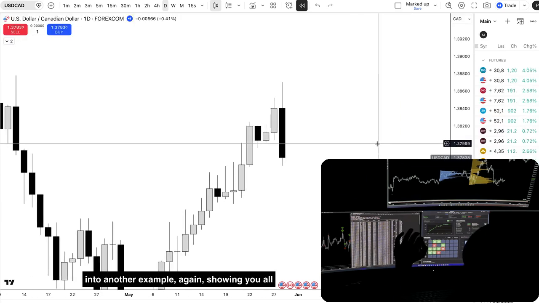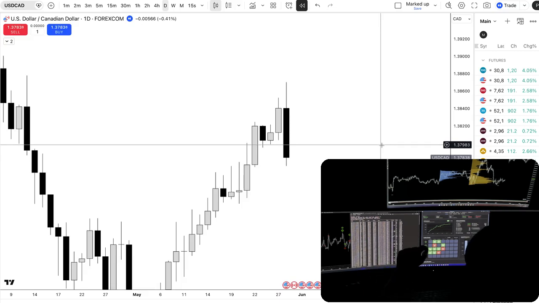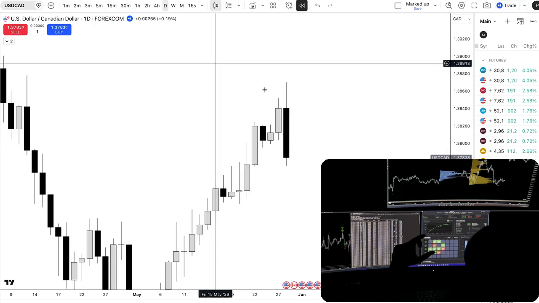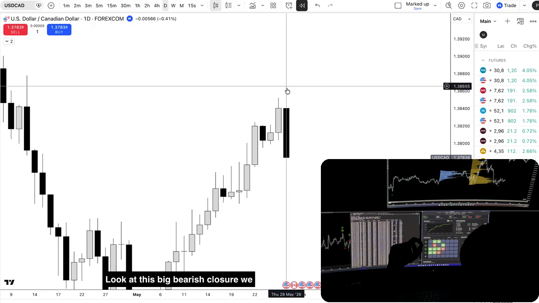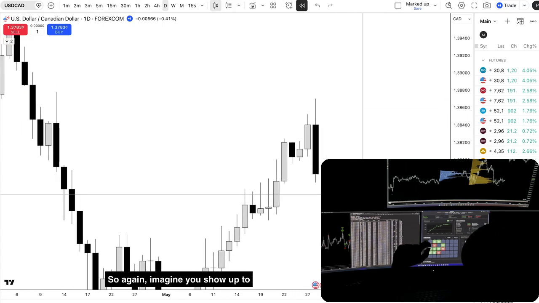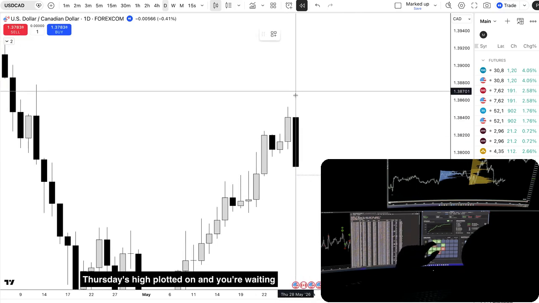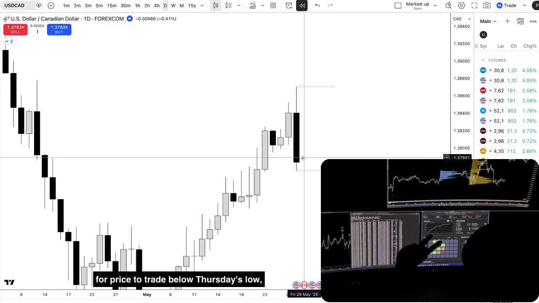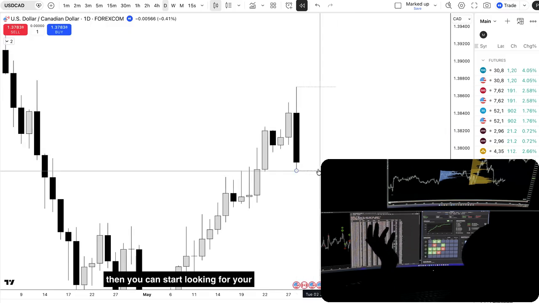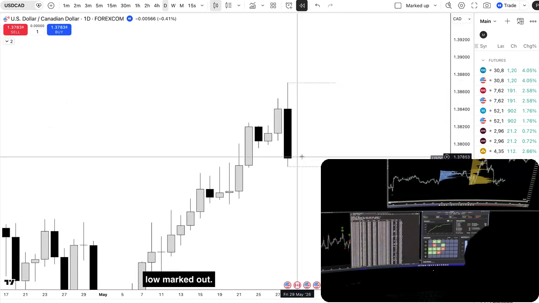All right, now we're going to be into another example again, showing you all how this model, this idea, this system can be applied to all assets, right? So this is going to be on USD/CAD. We're on the daily time frame. Look at this big bearish closure we had on a Thursday. So again, imagine you show up to the computer on a Friday and you have Thursday's low marked on and even Thursday's high plotted on. And you're waiting for price to trade below Thursday's low. Then you can start looking for your long entries back up, okay? So we have the high and low marked out.